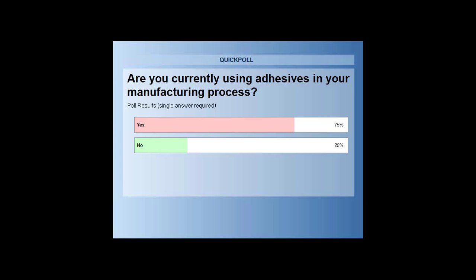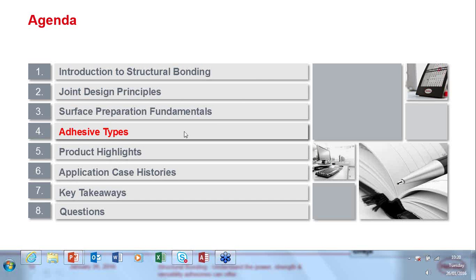Okay, so we have a 3-to-1 response with regard to using adhesives. Now, for those of you that are currently using adhesives, that's very good news from our point of view, because it means that you're embracing some form of technology already. However, there may well still be other processes that you could benefit from. And for those of you that aren't using adhesives, there's an ideal opportunity for us maybe to come in and look at your processes, looking at your methodology, and seeing what benefits we might be able to bring you by using structural bonding. So thank you for that response.